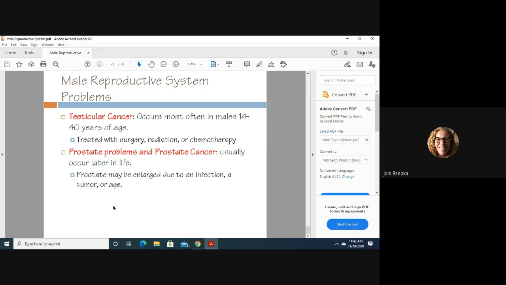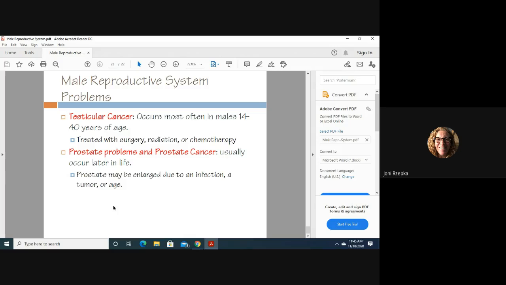Testicular cancer occurs most often with males between 14 and 40. So you are in the range for testicular cancer, which is why a self-exam is really important. They can treat it with surgery. So they go in and they take it out, send it off to biopsy to see if it is cancer.